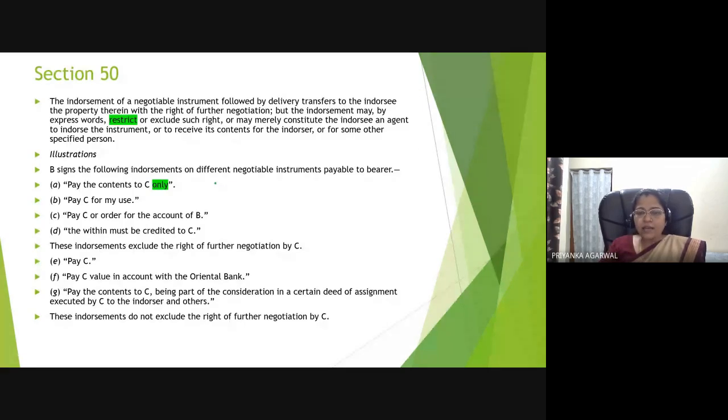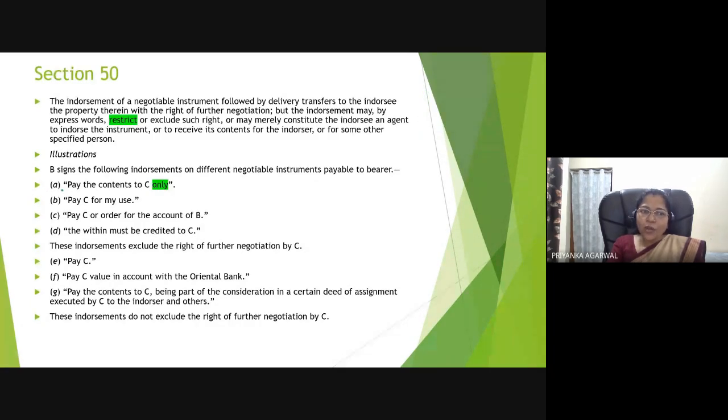Suppose A, being a payee, has endorsed it to B. At the time of endorsement, he mentioned he is restricting that this amount is only received by B. In that case, B cannot further endorse it. So this whole definition is just saying that. Okay, let's see the illustration.